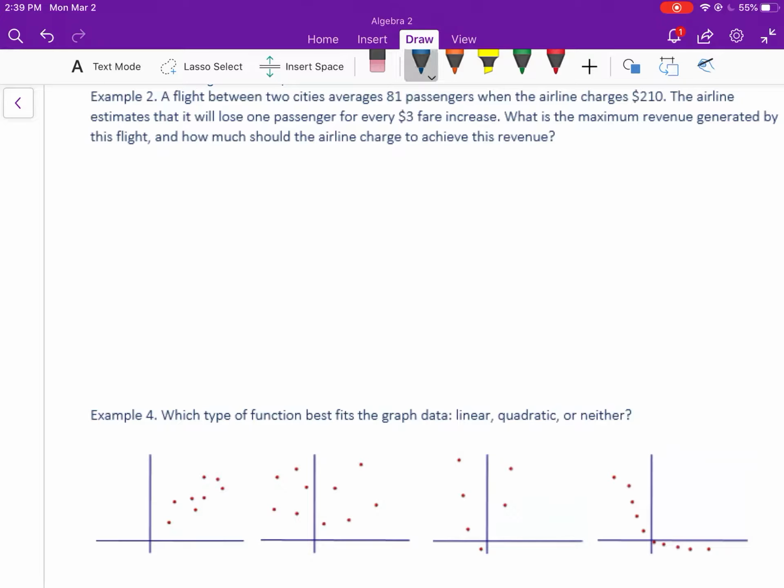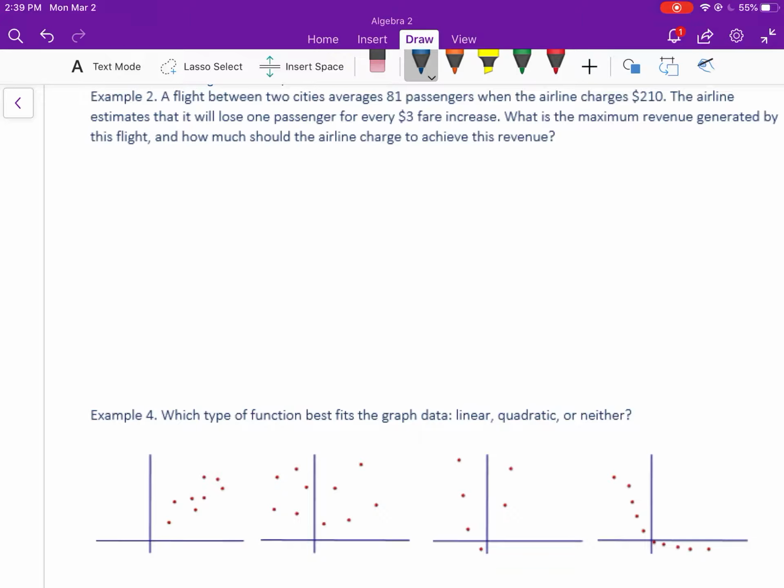In this next example, we are going to look at a problem that kind of involves supply and demand. This one has to do with a flight between two cities, but it could be anything with increasing prices, and a lot of times when you increase prices on things, you might lose some customers.